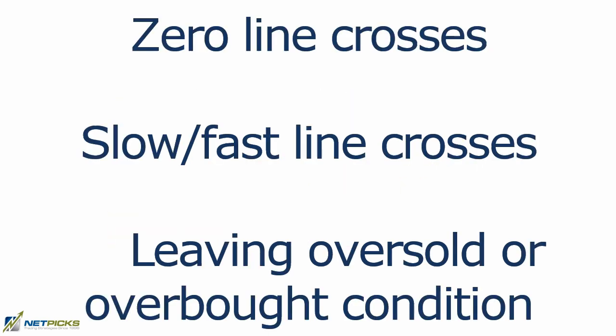So the first one is technical indicators. And there are as many methods as there are technical indicators, so let's keep it to a few simple ideas. We can look at a zero line cross. We can look at slow and fast line crosses. We can look for an indicator leaving an oversold or overbought condition. And you also have the option of using multiple time frames, which would be your trading time frame, and a lower one, which would be your trade entry time frame.